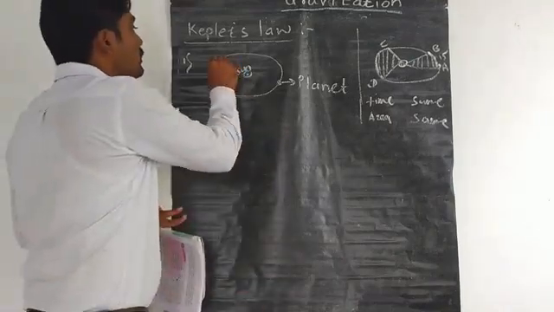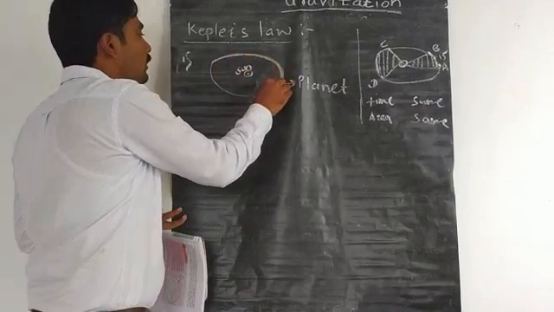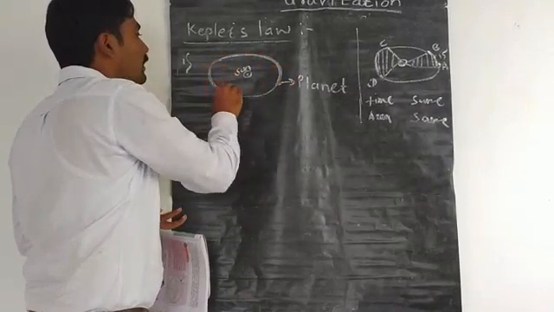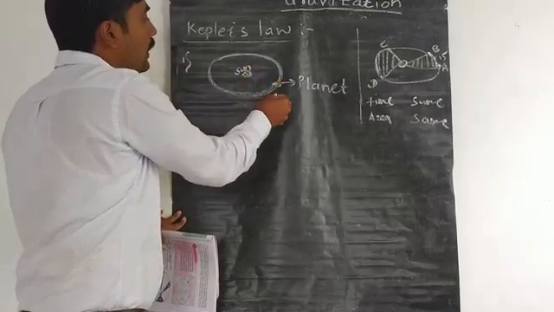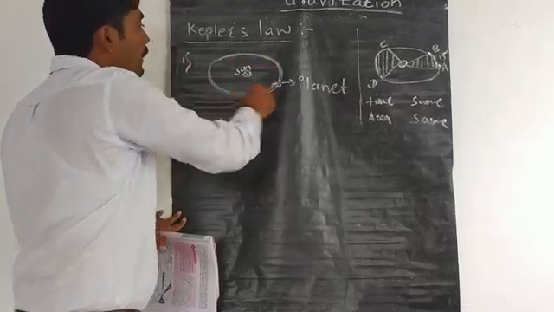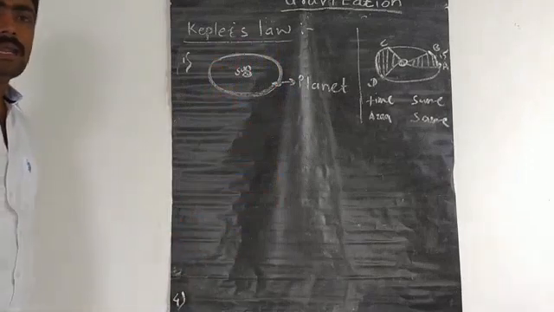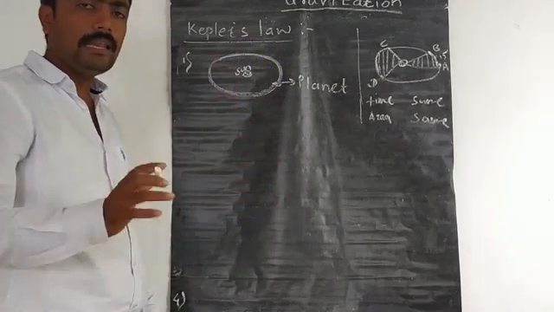See, this is the elliptical orbit, and this is the sun and this is the planet. This planet is moving elliptically.